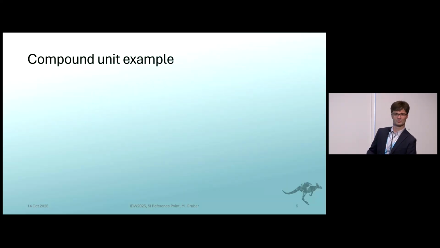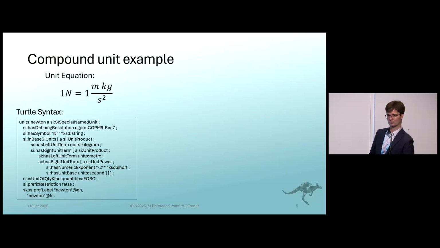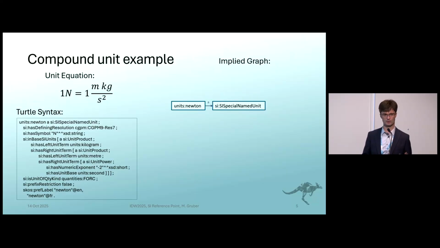But to make this a bit clearer, I want to give one example that I think showcases almost all the aspects I just showed. So if we look at the Newton, 1 Newton is meter kilogram per square second. So we can provide a Turtle code for that. And I think many of you have seen Turtle before. It's a way to capture a knowledge graph. So the implied graph here would be, we have the unit Newton, and we know it's a special named unit in the SI brochure, so we know it's a measurement unit.